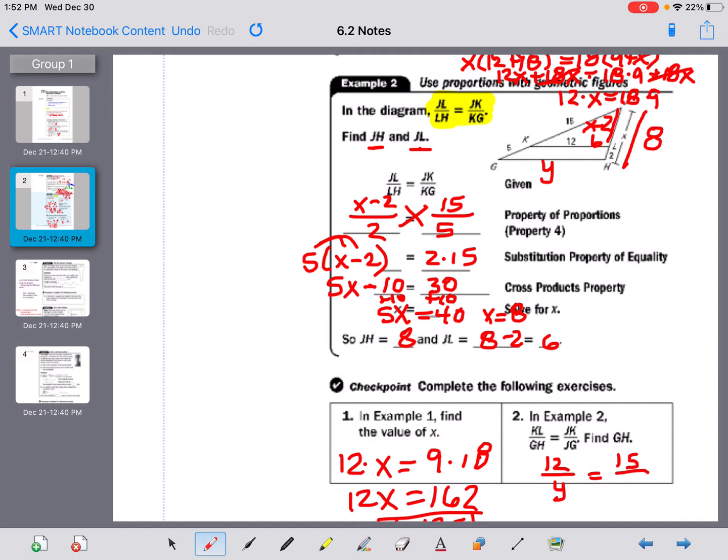JG. Okay, careful. We don't have JG as one number, but we can add those two together, right? So 15 plus 5, that's 20, right? All right, there we go.